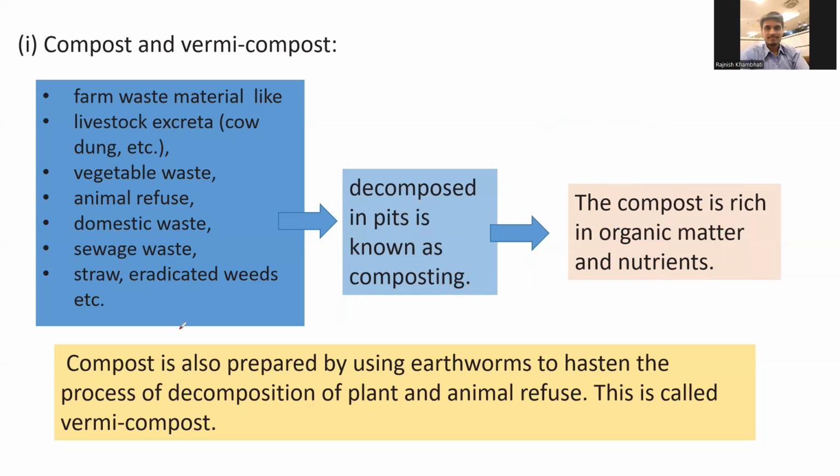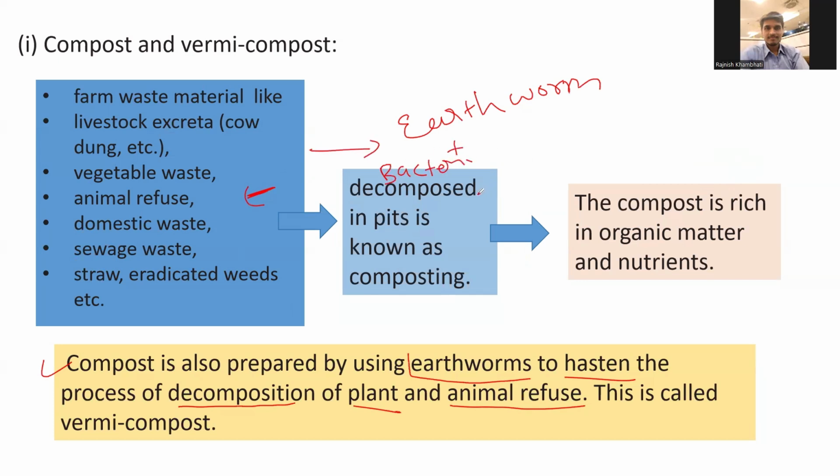Here see, compost is also prepared by using earthworms to hasten the process of decomposition of plant and animal refuse. Means the same thing undergoes decomposition with the help of earthworms, plus bacteria also, both together. The dead material will be eaten by the earthworm, and the earthworm will create its excretion. This earthworm excretion is known as vermicompost. This is compost, but made with the help of earthworms, known as vermicompost.